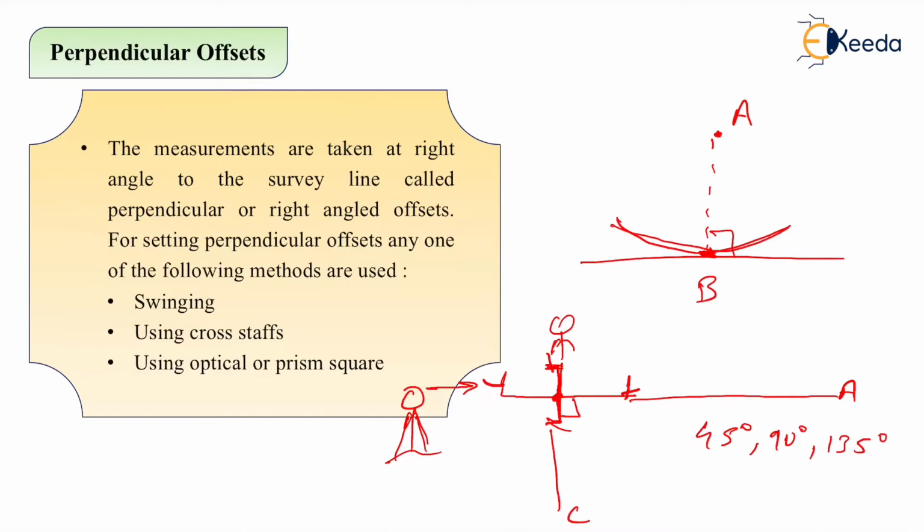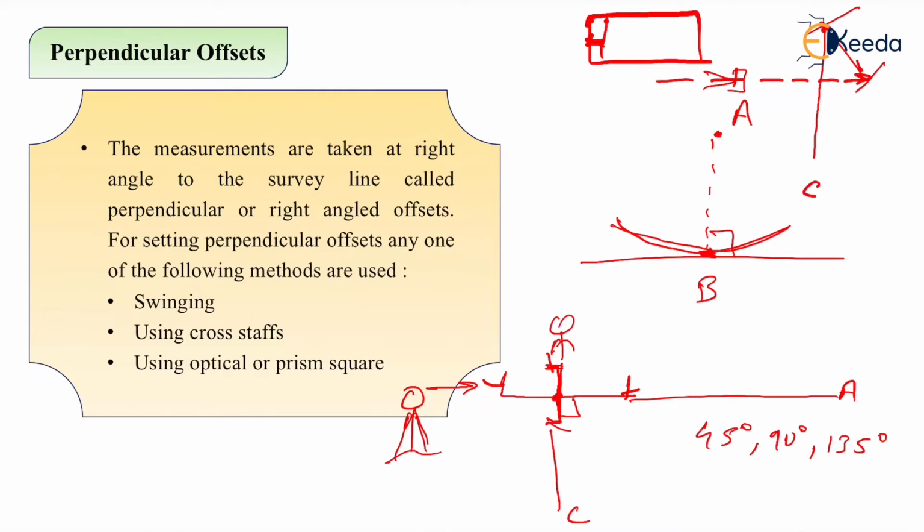Now an optical square basically looks circular. It has two openings and is provided with mirrors. The mirrors are placed at 45 degree so that whatever I look at gets reflected to the other mirror, and you can set a perpendicular. So we look through this opening, we see a mirror, and through that another 45 degree mirror we can see the ranging rod at C, and we can establish a perpendicular at that particular point by using the optical square also.